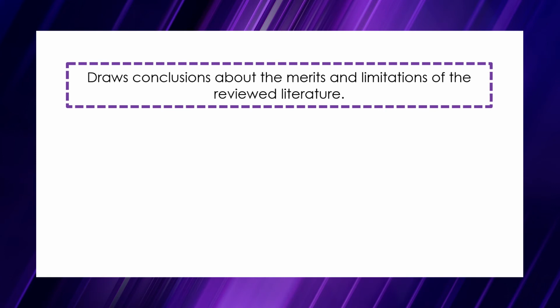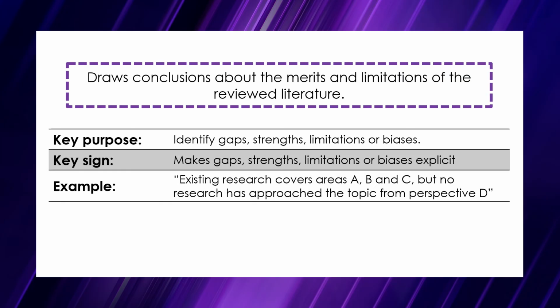Developing a literature review at the analytical level already shows tremendous skills, but you can take it further by reaching the highest level possible. So what is evaluation? In simple terms, evaluation focuses on drawing conclusions about the merits and limitations of what we are analyzing. The purpose of evaluation is to identify gaps, strengths, limitations, or biases in the themes that you identified during the previous stage, the analysis stage.